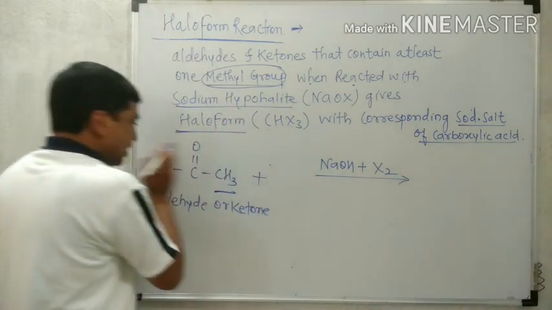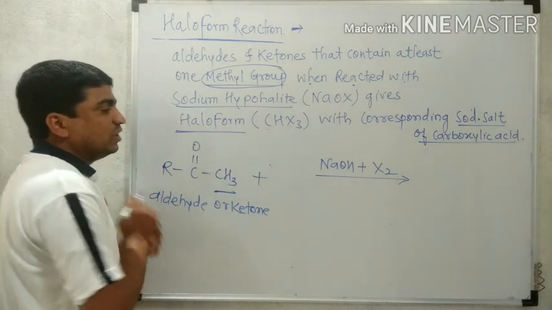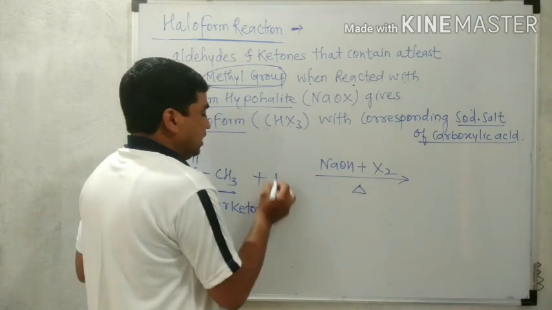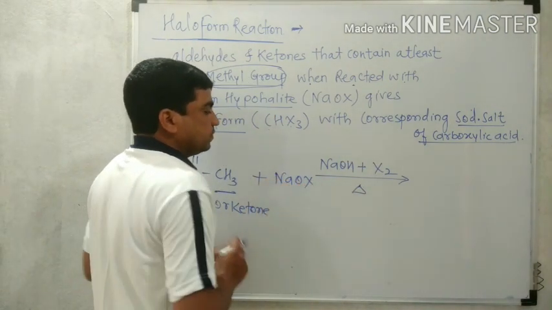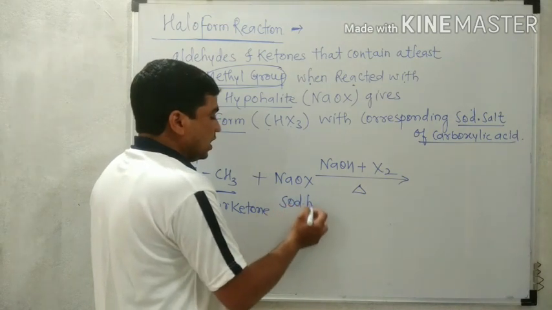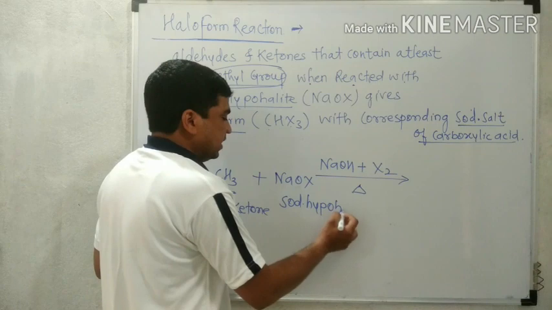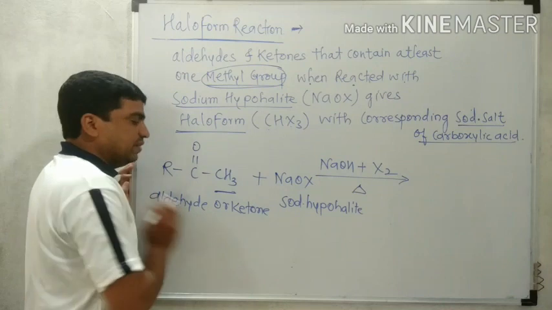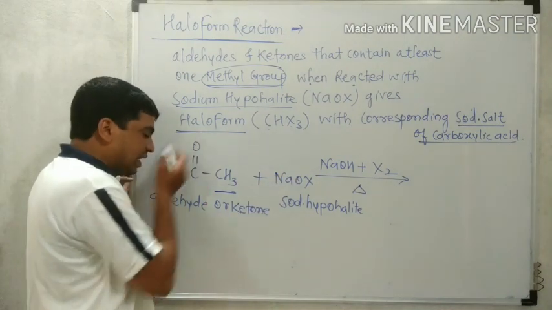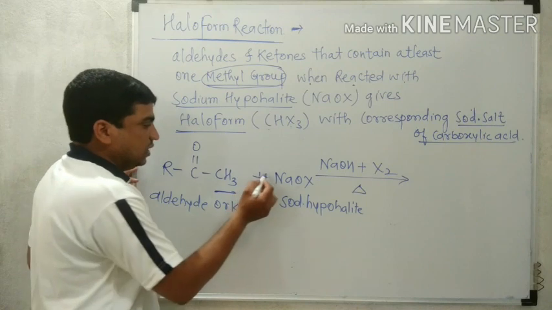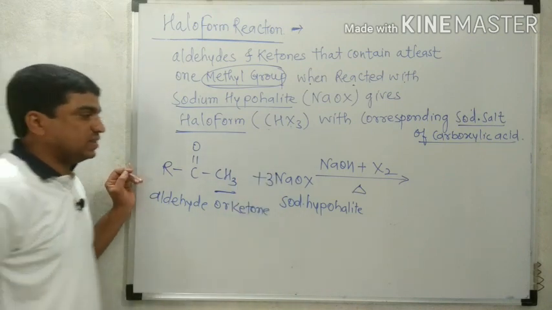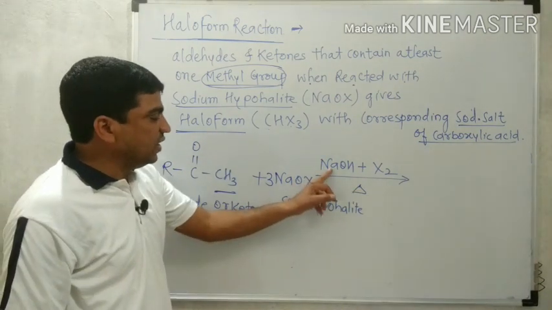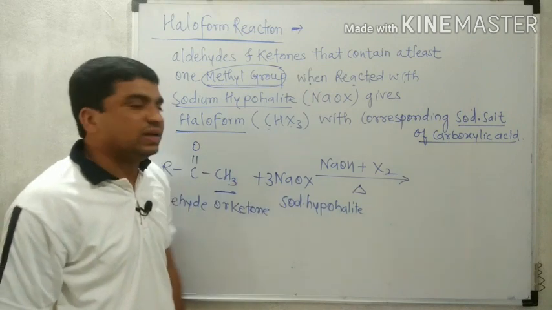So when an aldehyde or ketone that contains at least one methyl group is heated with sodium hydroxide and halogen, NaOX, that is sodium hypohalite, is obtained, and that sodium hypohalite reacts with the aldehyde or ketone. That sodium hypohalite oxidizes the aldehyde or ketone. So here, thrice NaOX is obtained. Firstly, when the aldehyde or ketone is heated with NaOH and the respective halogen.